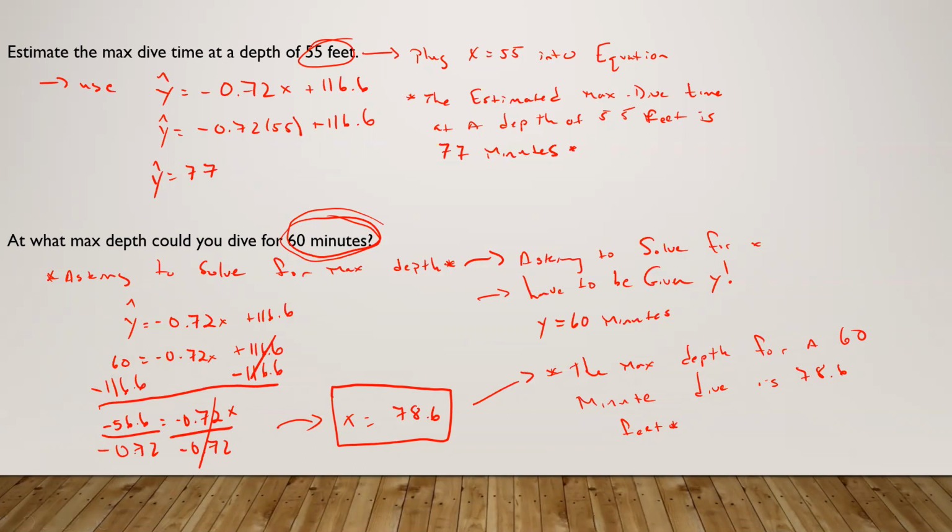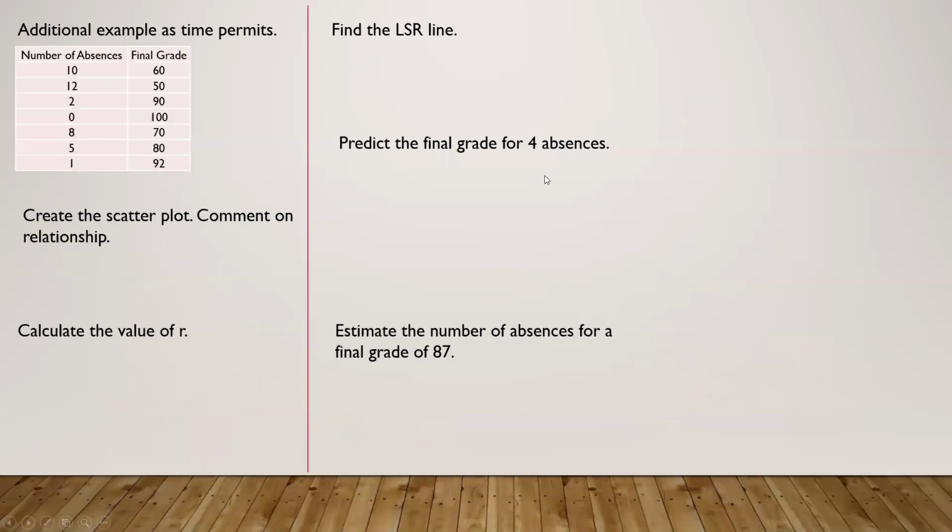Everybody okay if I go to the next slide? Okay. All right. So here we go. I have this problem. And it says, I'm given the number of absences and the final grade, okay? So the first thing it says is create the scatter plot and comment on the relationship. So before I do that, I have to figure out what my X and Y variables are.